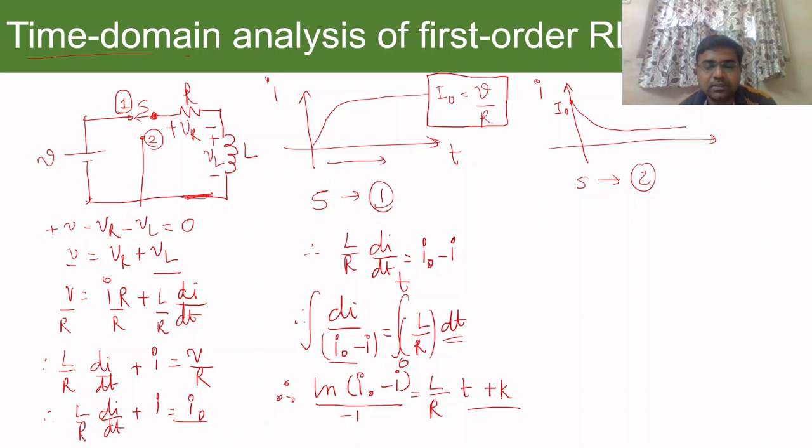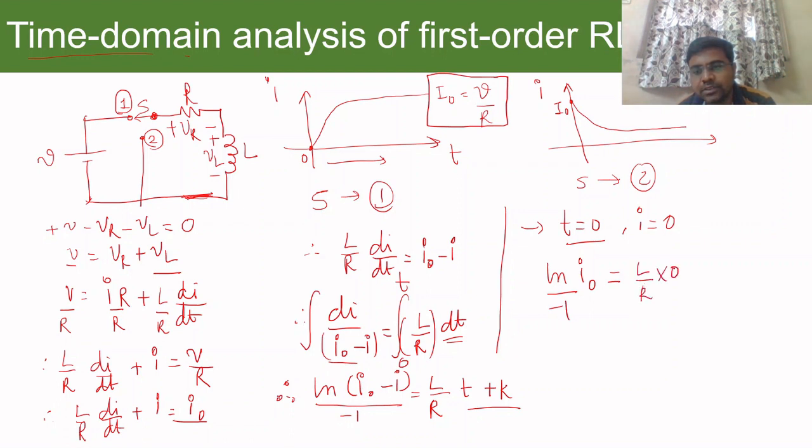Now K is unknown here, so what will be the current when t equal to 0, at the beginning? At the beginning, this I is 0 value, right? 0 ampere. So I is 0. So if I substitute this fact here, what I will get is ln I0 upon minus 1 is equal to L upon R into 0 plus K. So K is equal to nothing but minus ln I0.